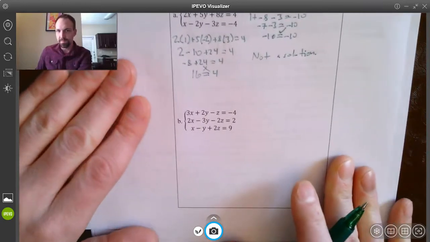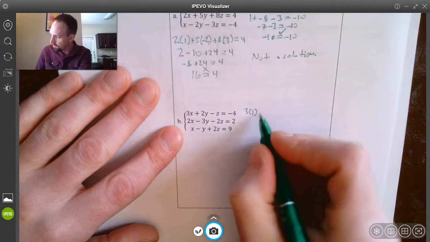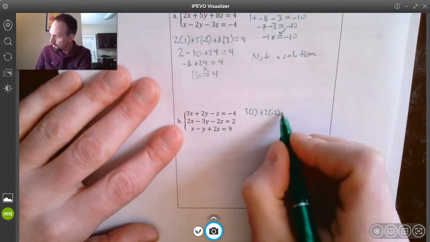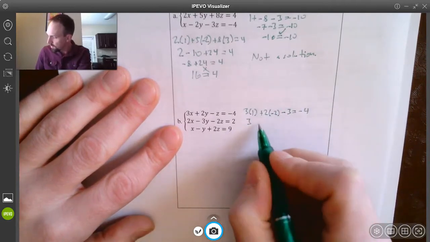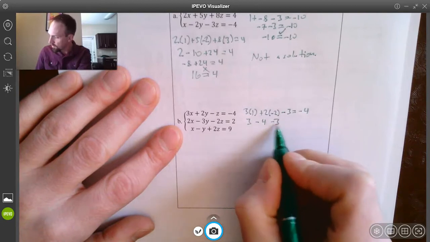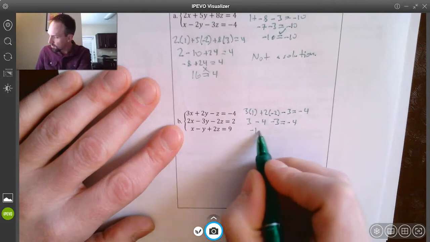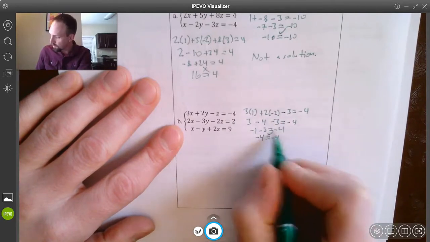So now checking the bottom. So I have 3 times 1 plus 2 times negative 2 minus 3 equals negative 4. 3 minus 4 minus 3 equals negative 4. 3 minus 4 is negative 1. Negative 1 minus 3 is negative 4, so that does work.